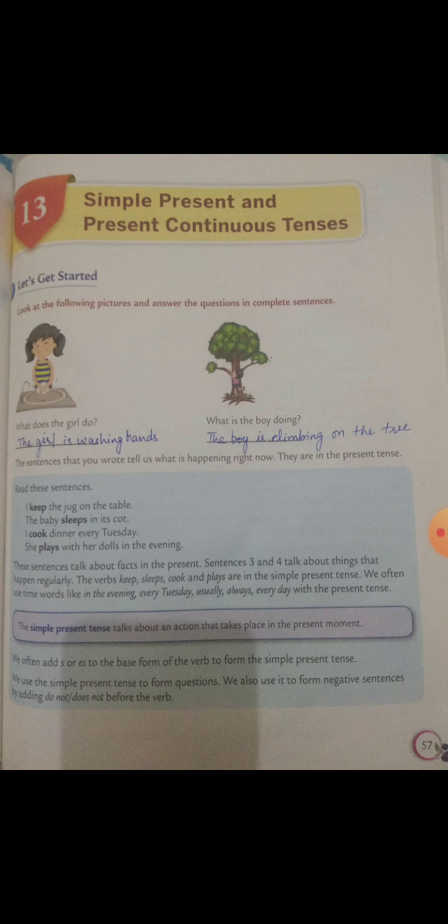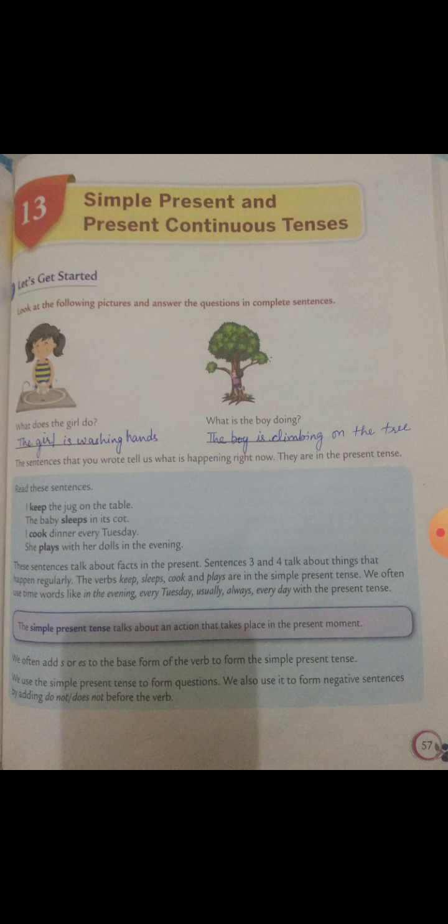So actions which happen regularly are in simple present tense. Okay, the verbs keep, helps, sleeps, cook and plays are in the simple present tense. The words which are highlighted here, such as keep, sleeps, cook, plays, are in simple present tense. We often use time words like in the evening, every Tuesday, usually, always, every day with the present tense to make a sentence in simple present tense, and these words are called time words. Evening, every Tuesday, usually, always, these are time words, okay, because they are telling the time of the action.